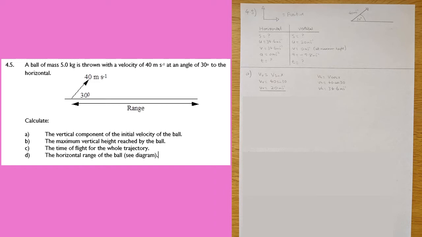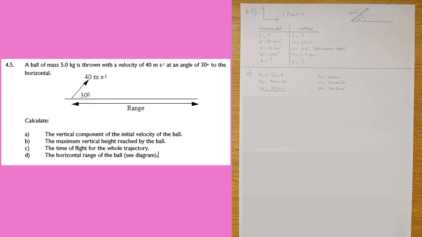Vertically, we don't know the maximum height. We're trying to find that in part B. The initial vertical component of velocity is v sin x, which is 40 sin 30, which is 20 meters per second. v is 0 at the maximum height, and the acceleration would be negative, minus 9.8 meters per second squared.